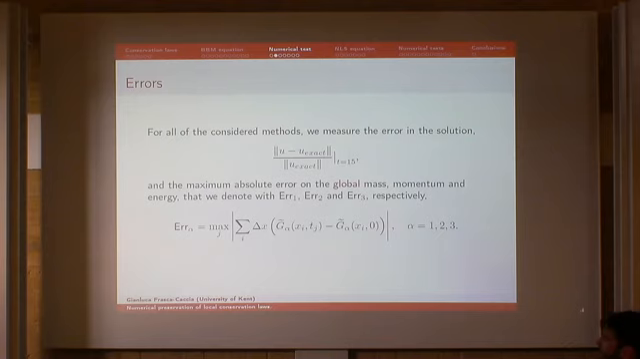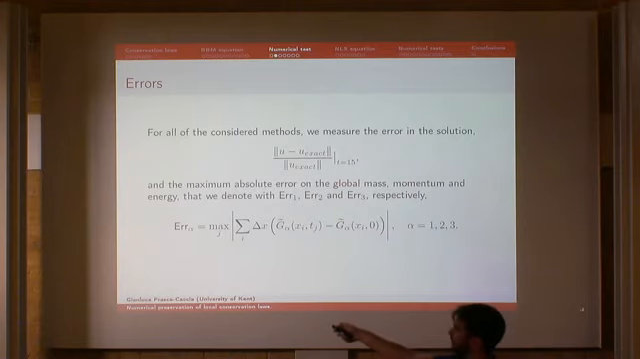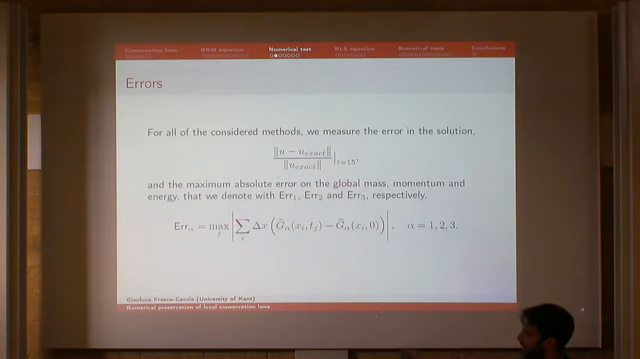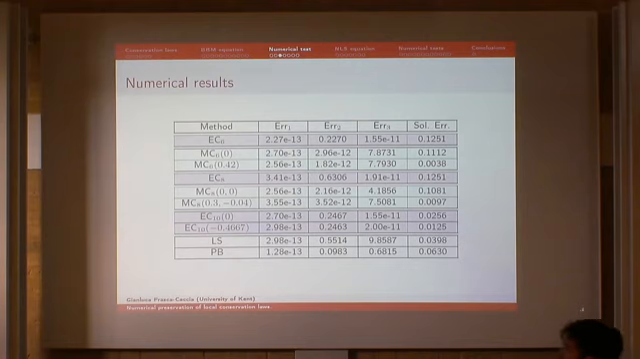And we're going to make the comparison in terms of error in the solution and error in the global invariance. This is why we have set periodic boundary conditions, so we can easily check the error on the conservation laws as the maximum error in the global invariant at each step. And this is the result.